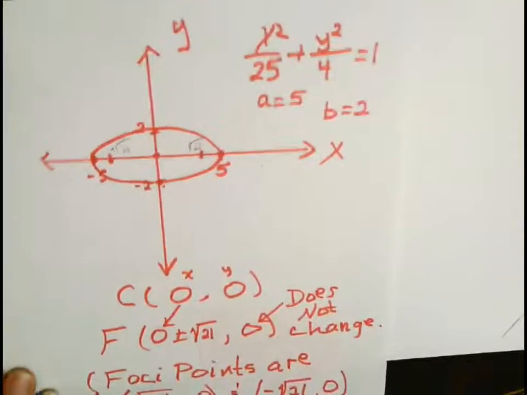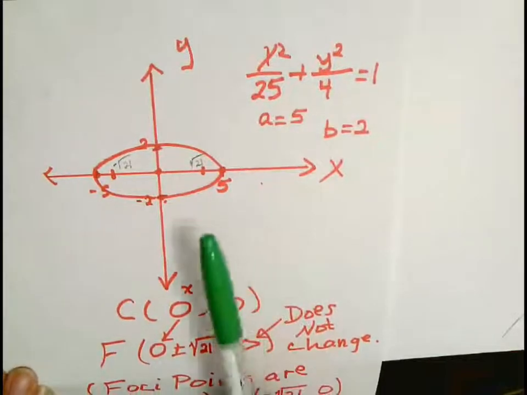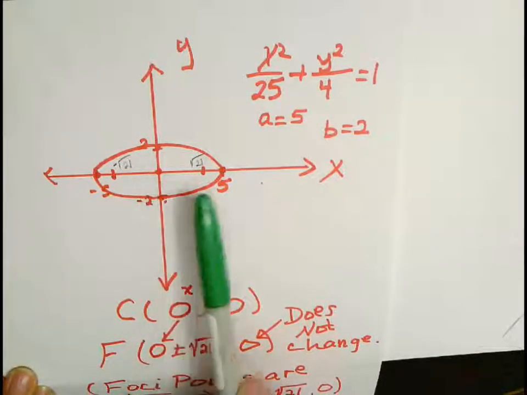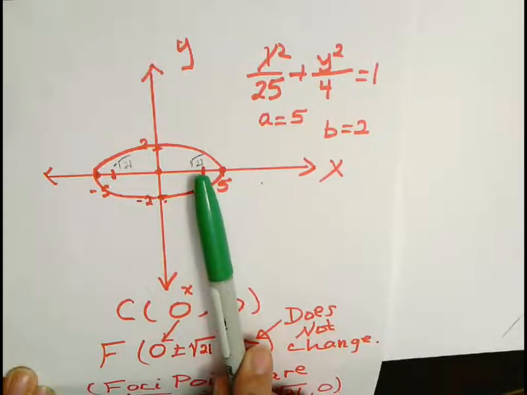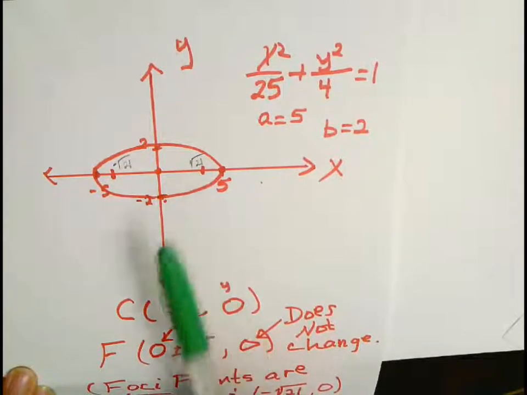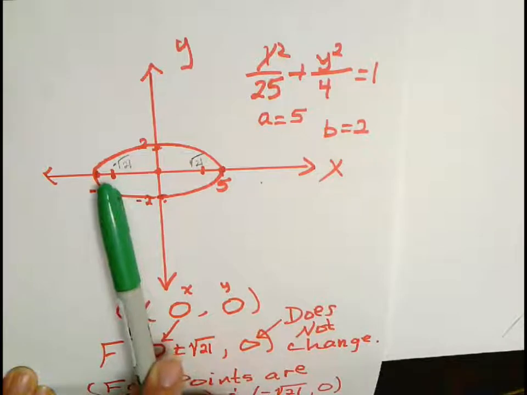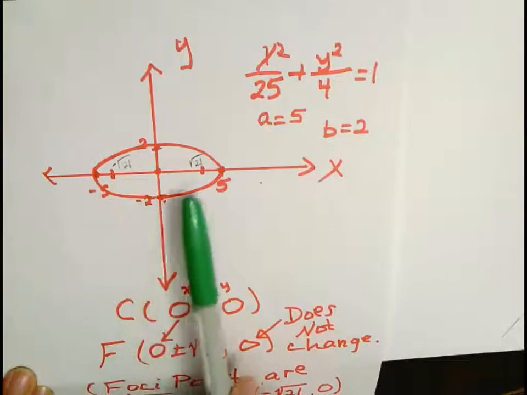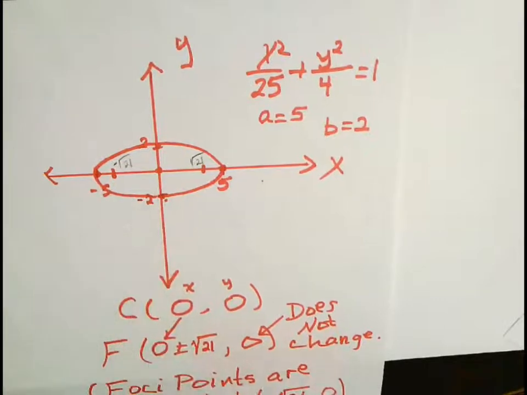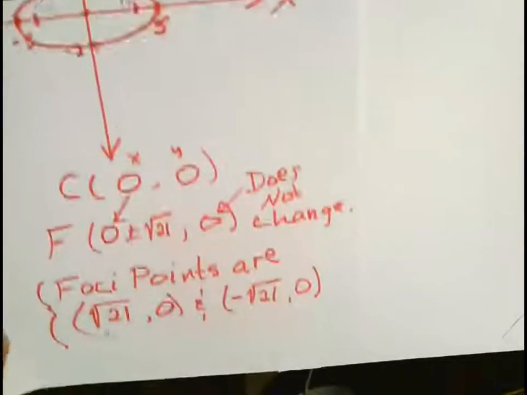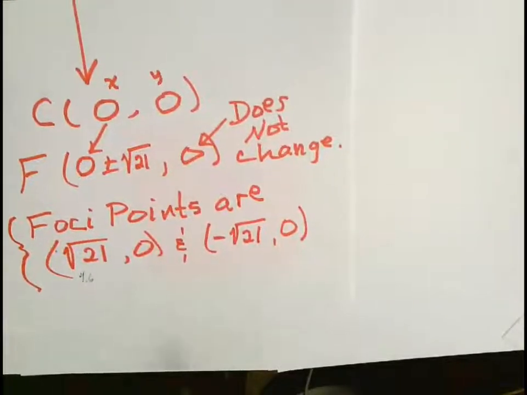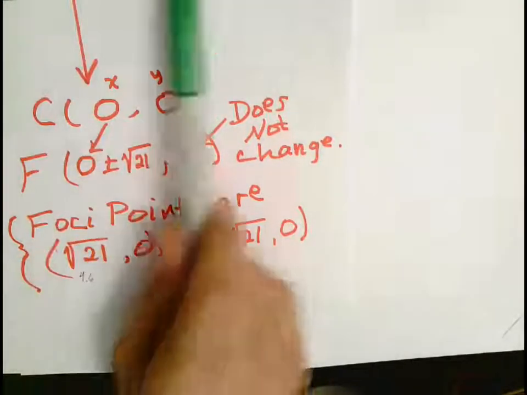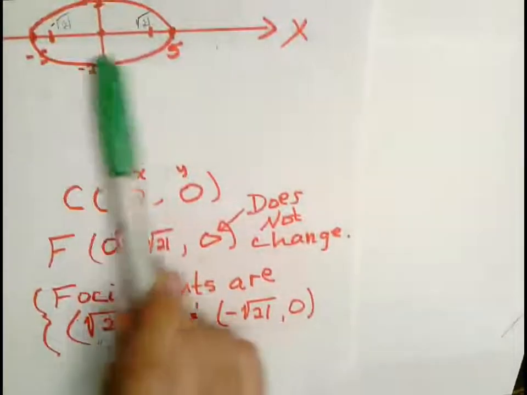The foci points are always on the major axis. So you start at the origin, you move square root of 21 units to the right, which is approximately 4.6, and to the left, negative square root of 21, which is approximately negative 4.6. The foci points are always on the major axis. So we would indicate the foci points. You see, here's the center, the coordinates. We're moving left and right.